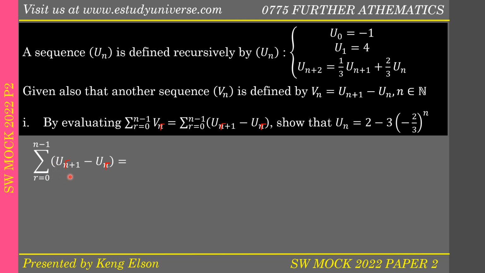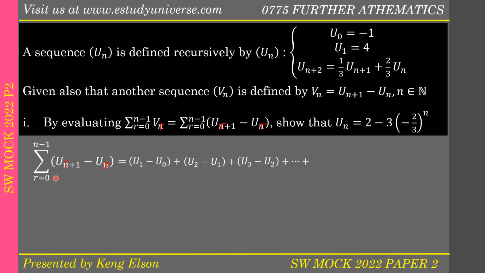When we replace r to be 0, the very first term is going to be u1 minus u0. That's going to be the first term. Now when I replace r to be 1, what is the next term? It is going to be u2 minus u1. Okay, now when I replace r to be 2, what's the next term? I'm going to have u3 minus u2, and so on and so forth.